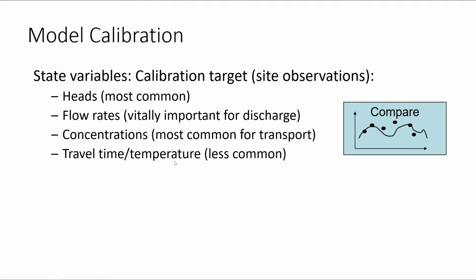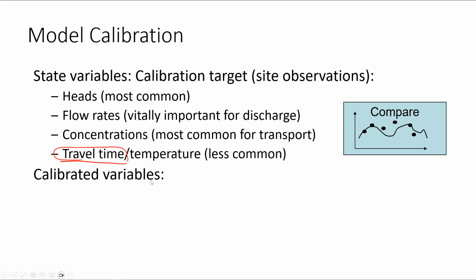Travel time and temperature are less common. If your model is simulating travel time, then we generally measure travel time in the environment by isotope analysis. These are your state variables, or your dependent variables.